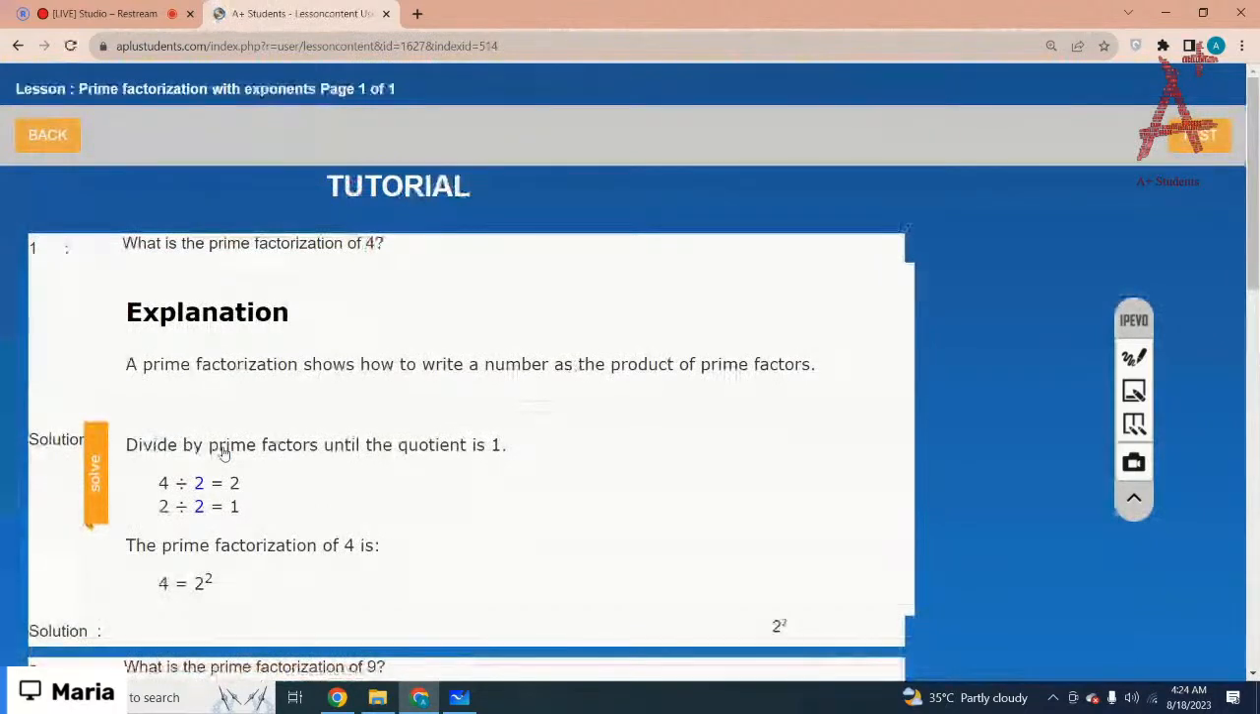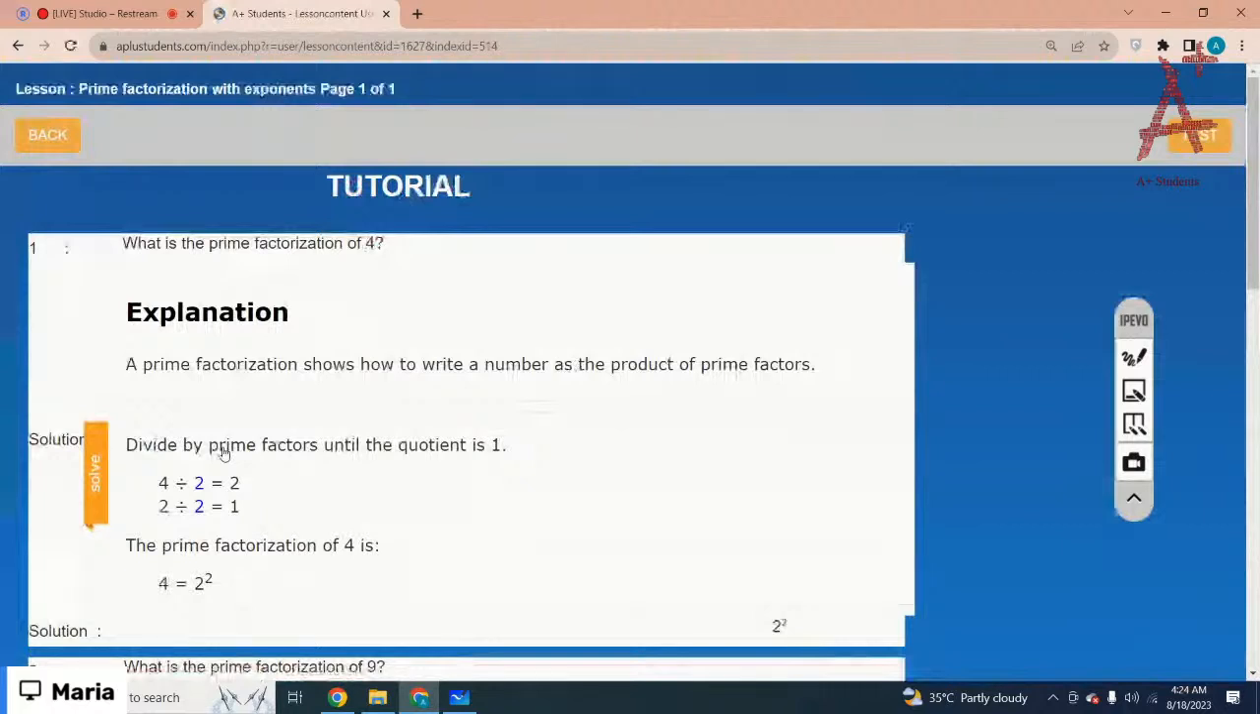Okay, what is the prime factorization of 4? A prime factorization shows how to write a number as a product of prime factors, right? You have to write a number in the form of products, but all the factors must be prime numbers, right? Okay, so divide by the prime factor.